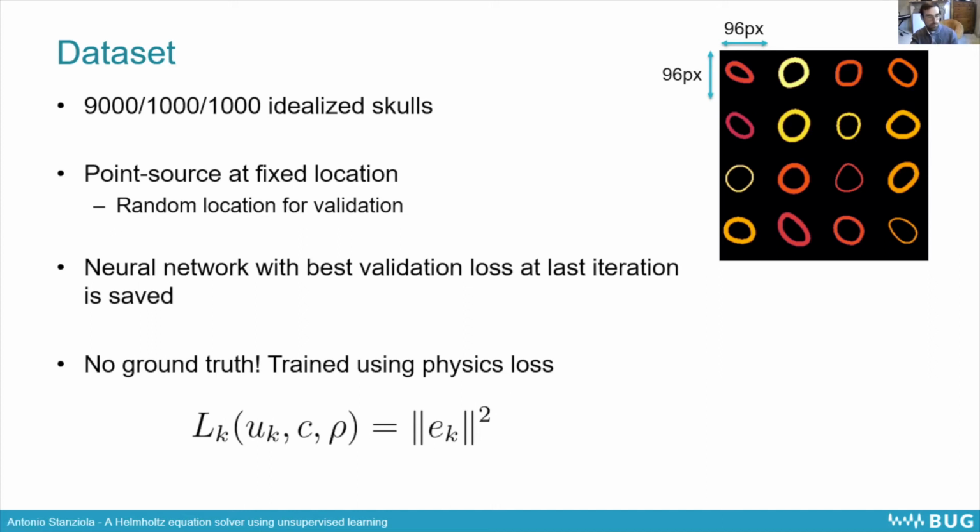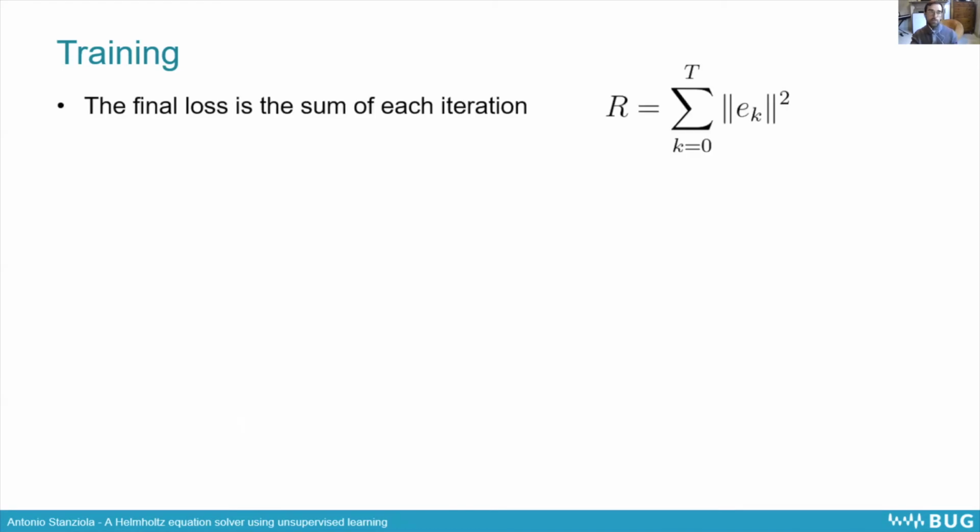And how do we do that? Well, as I said, this is an iterative method, so we keep trying to update the solution. Therefore, the loss that we use is the average loss across all the iterations. And again, this may not be the optimal thing to do, but it allows us to backpropagate losses at every step of the solver.